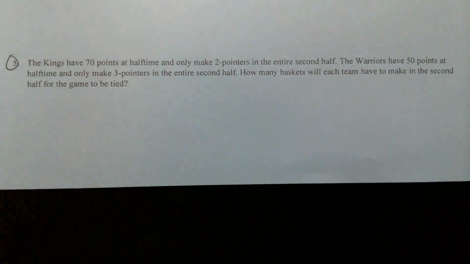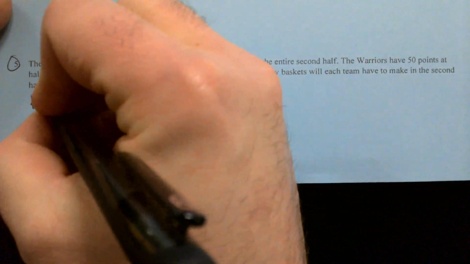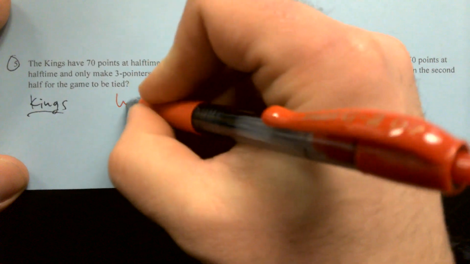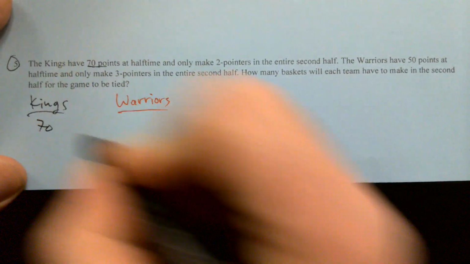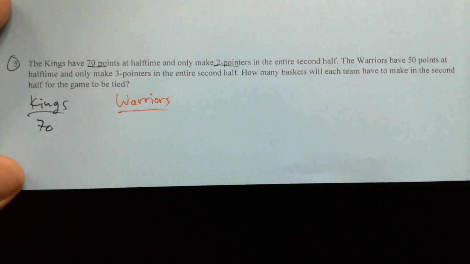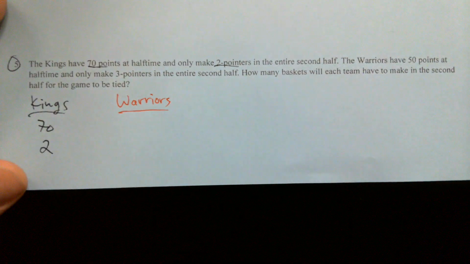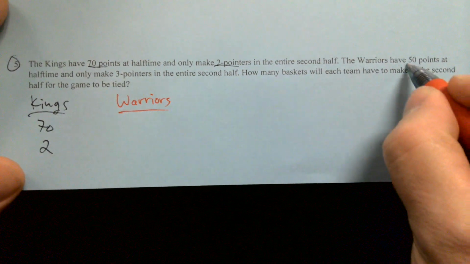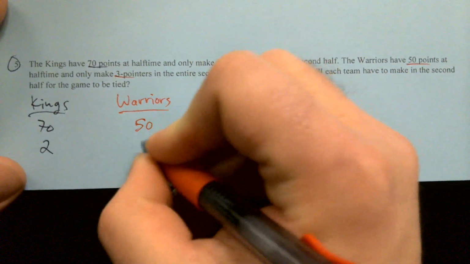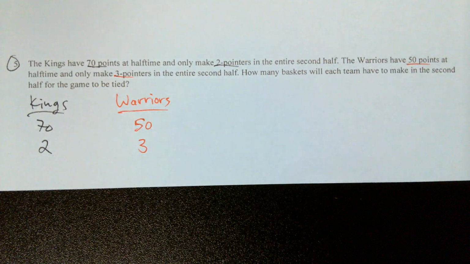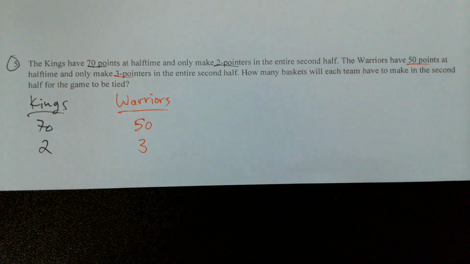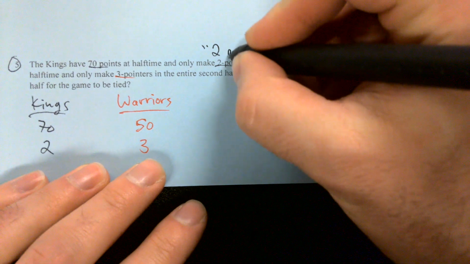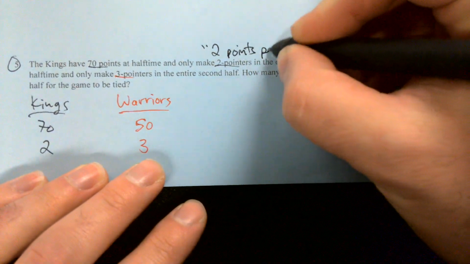Who are we comparing here? Kings and the Warriors. What are the two numbers associated with the Kings? 70 points at halftime and 2-pointers for the second half. What are the two numbers associated with the Warriors? 50 and 3. They have 50 points at the half and only make 3-pointers. Now, 2-pointers, if we wanted to reword that, we could say 2 points per basket.